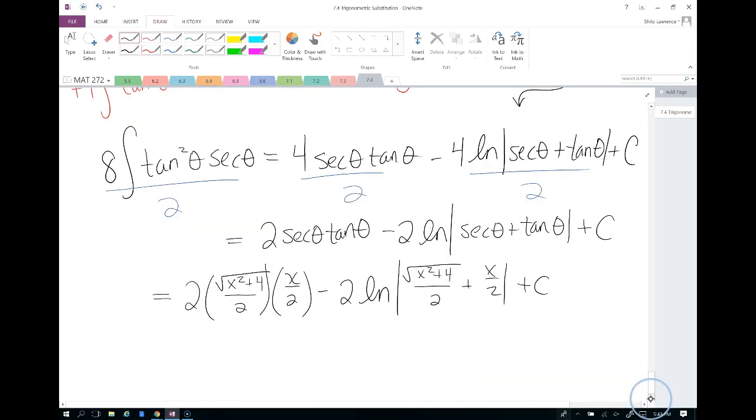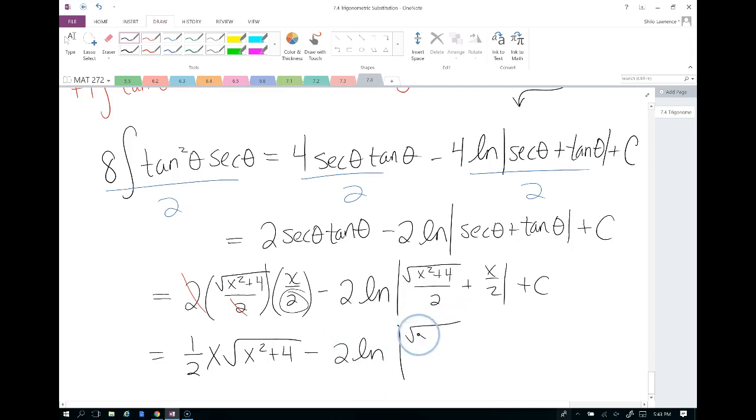And we can do a little bit of simplifying there in that first term and have the 2's cancel. And if you want to avoid having your variables inside a fraction, we can pull that remaining 2 out front as just a 1/2 coefficient. So it's 1/2 x square root x squared plus 4 minus 2 times the natural log of the absolute value of x squared plus 4 all over 2 plus x over 2.